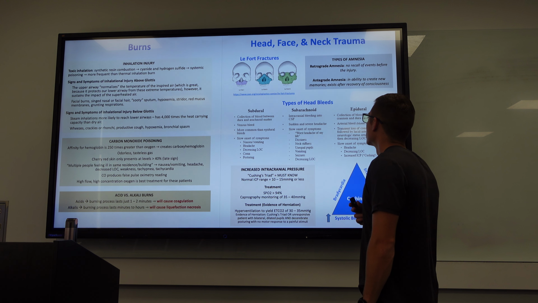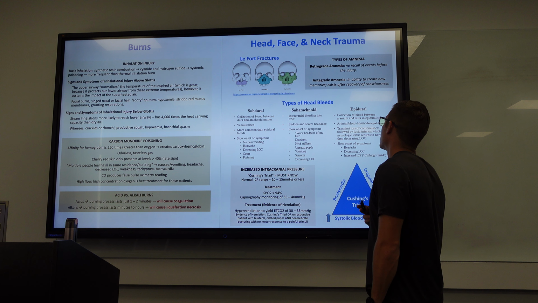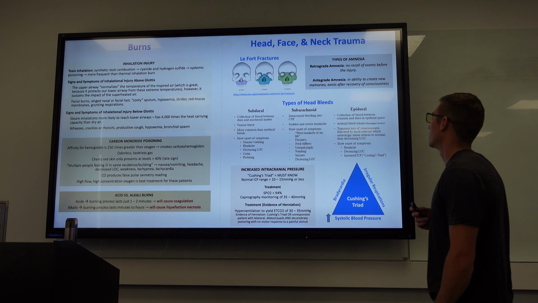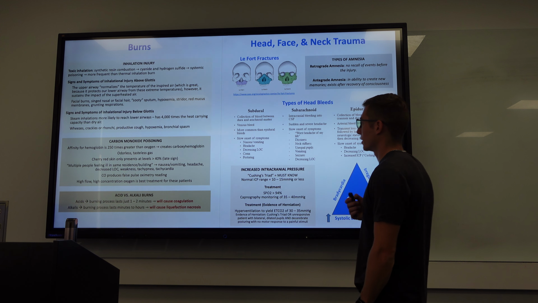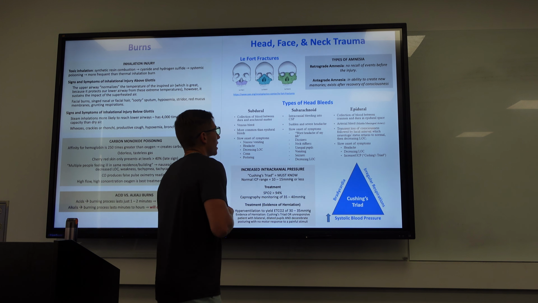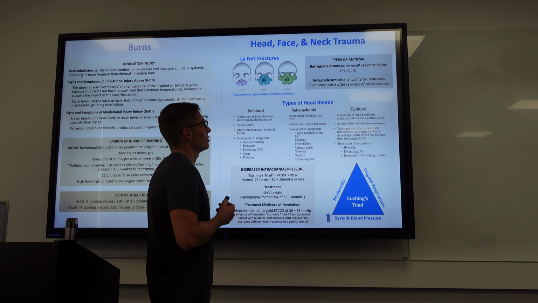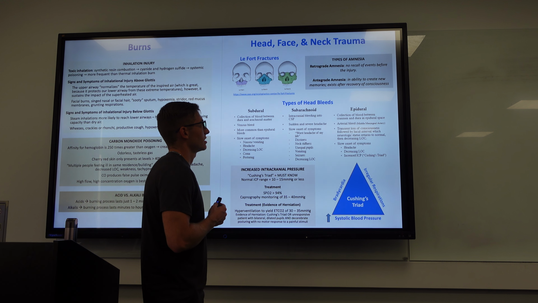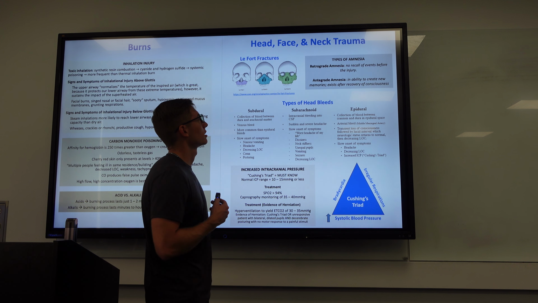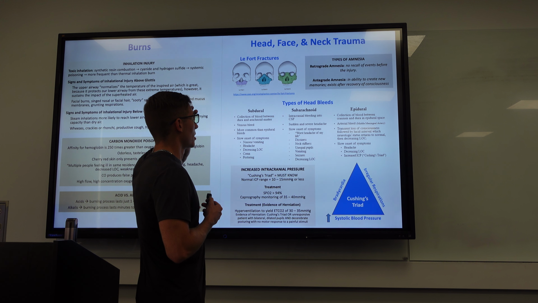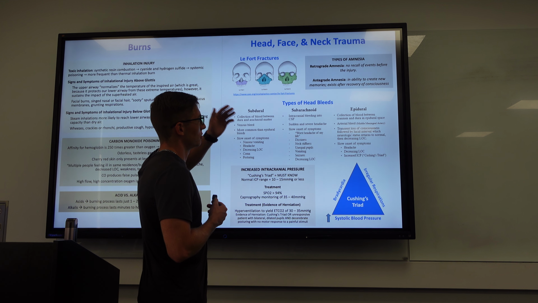Types of amnesia. So we have retrograde amnesia, if there's no recall of events before the injury. And then we have anterograde amnesia, so an inability to create new memories that exist after recovery of consciousness. There's been a couple of times that I've had retrograde amnesia from patients.